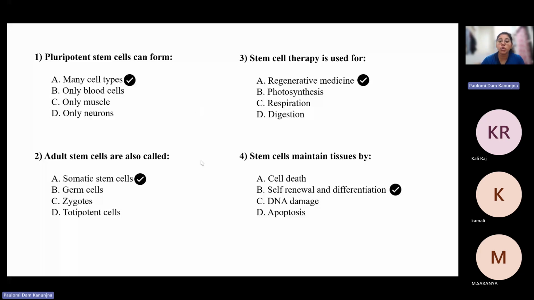Adult stem cells are called somatic stem cells. That's because they are found in body tissues, which are called somatic tissues. So somatic stem cells. Stem cell therapy is for regenerative medicine, we already discussed that. And stem cells maintain tissue because of self-renewal and differentiation. They basically generate the specialized types of cells that are required for tissue repair and function, right?